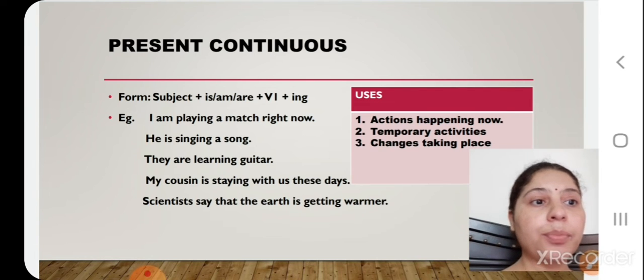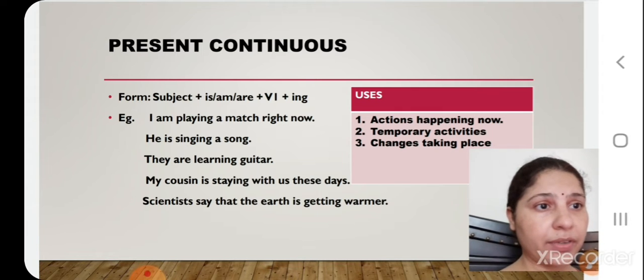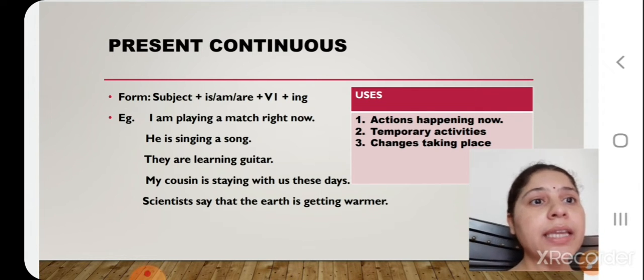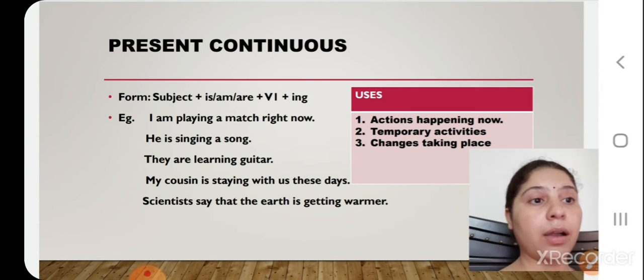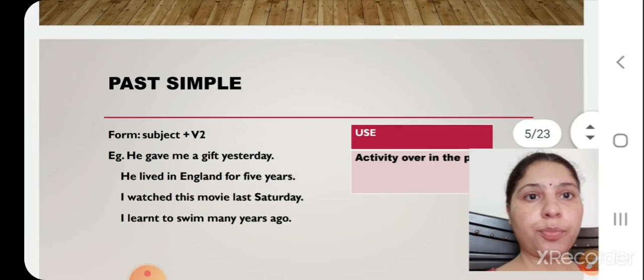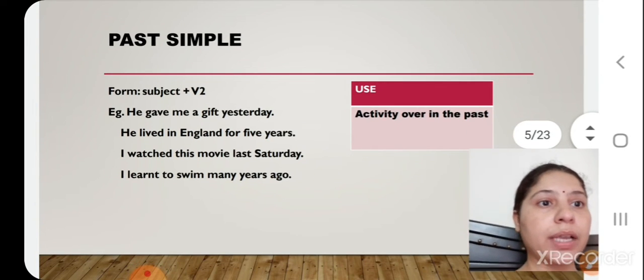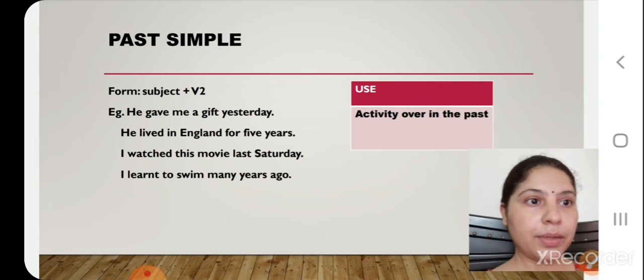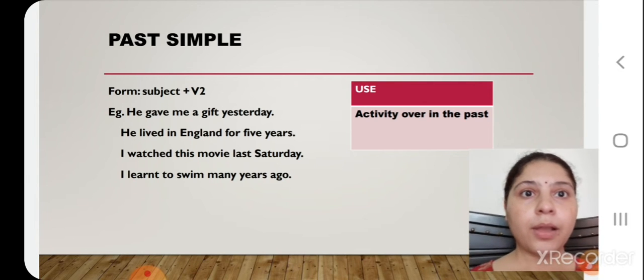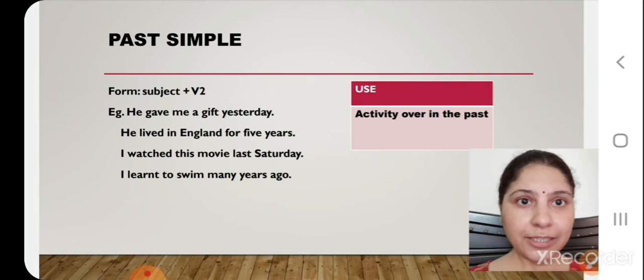So this is our present continuous tense. But most specifically, we use present continuous tense to indicate actions that are happening at the moment, right now. Okay, so that is your present continuous. Now we come to simple past, or past indefinite.